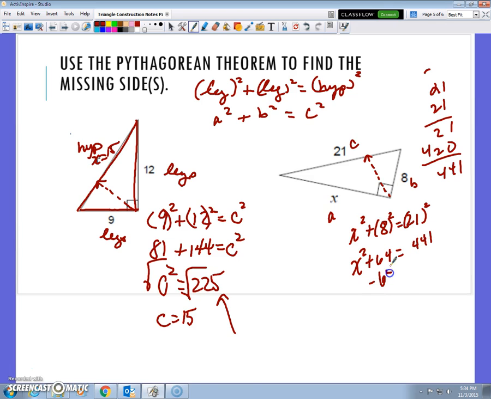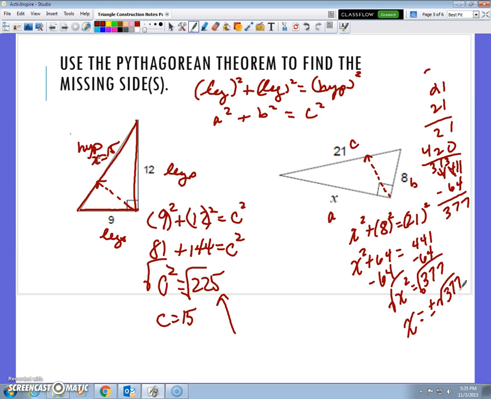And when I'm solving this, I'm going to go ahead and subtract 64 from both sides. X squared equals, borrow 10 from there, make that 11, 7, borrow 100 from him, give it 10 tens, 7, 377. And I'm going to go ahead and square root this. I'm going to say x equals plus or minus the square root of 377.